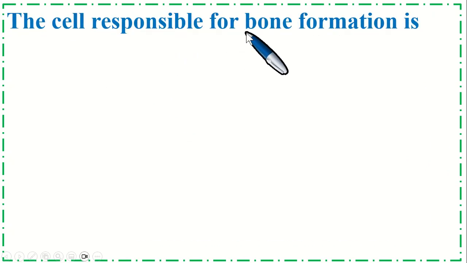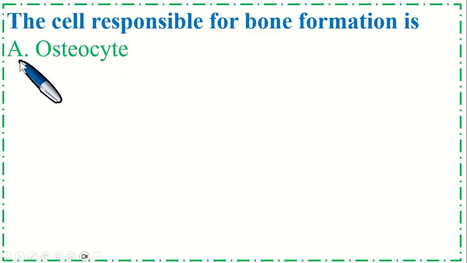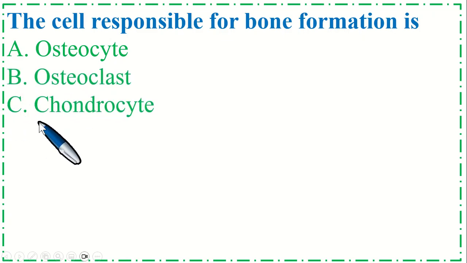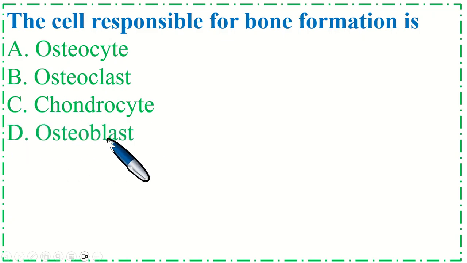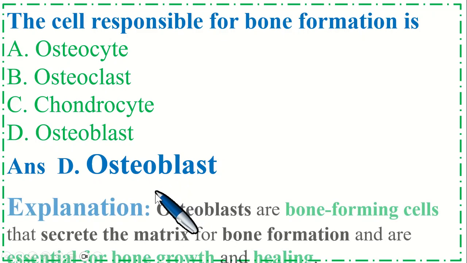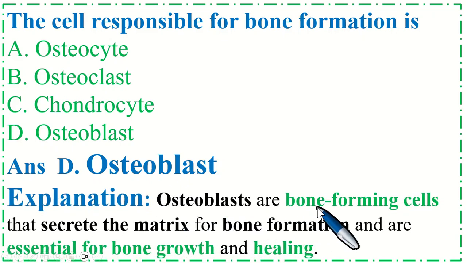The cell responsible for bone formation is option A, osteocyte, B, osteoclast, option C, chondrocyte, and option D, osteoblast. So the correct option is D, osteoblast. Osteoblasts are bone forming cells that secrete the matrix for bone formation and are essential for bone growth and healing.